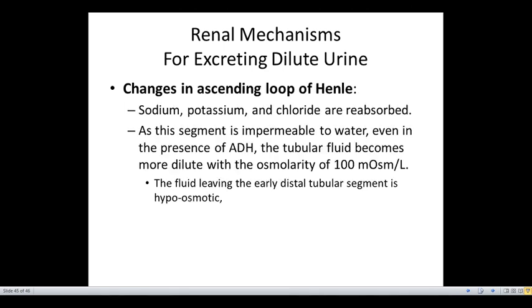Changes in the ascending loop of Henle. Here, sodium, potassium, and chloride are reabsorbed. As this segment is impermeable to water, even in the presence of antidiuretic hormone, the tubular fluid becomes more dilute with an osmolarity of 100 milliosmoles per liter. Therefore, the fluid leaving the early distal tubular segment is hypoosmotic.